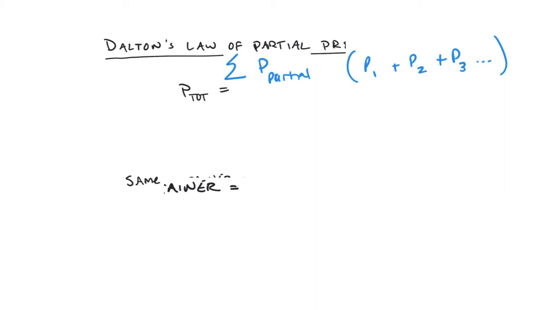When you think about it, because they're behaving independently, it makes sense that the pressures are going to add together. And again, remember that because they're in the same container, they have the same volume and the same temperature, which means that the partial pressure is going to be proportional to the number of moles of the gas. So the partial pressure of A is proportional to the number of moles of A present in the container. Partial pressure of B is proportional to the number of moles of B in the container.